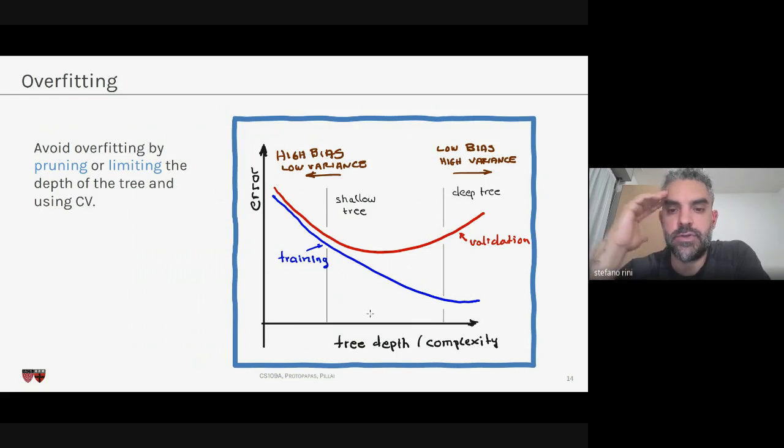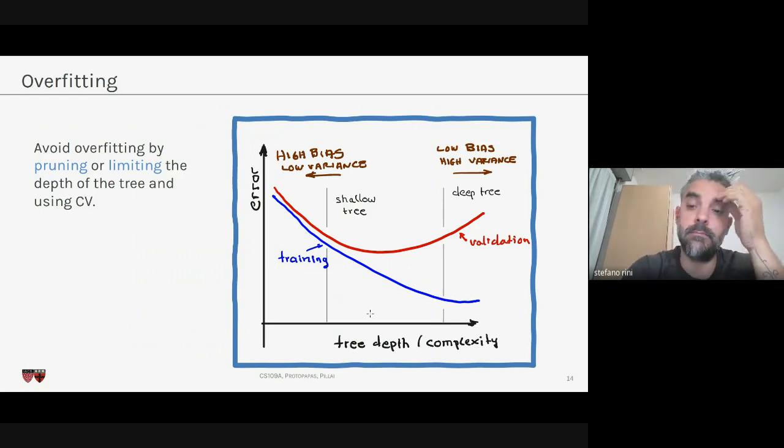So if you look at the tree complexity during training, as you increase the tree depth, the loss is always decreasing. But then if you check the loss on the validation data, there is a clear minimum in the loss. And if the tree is shallow, then you have a high bias and low variance. And if the tree is too deep, then you have low bias and high variance. And this is the classical trade-off that we have.